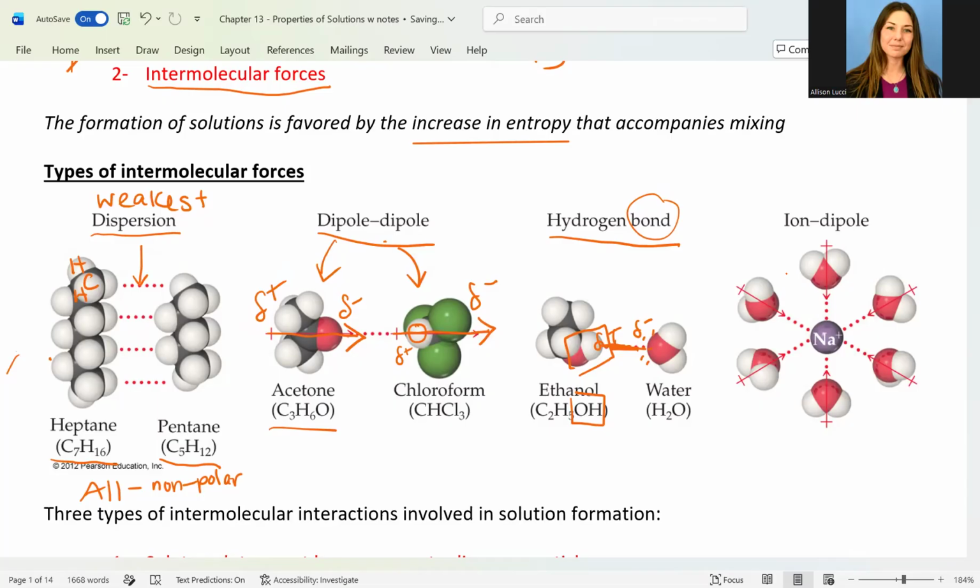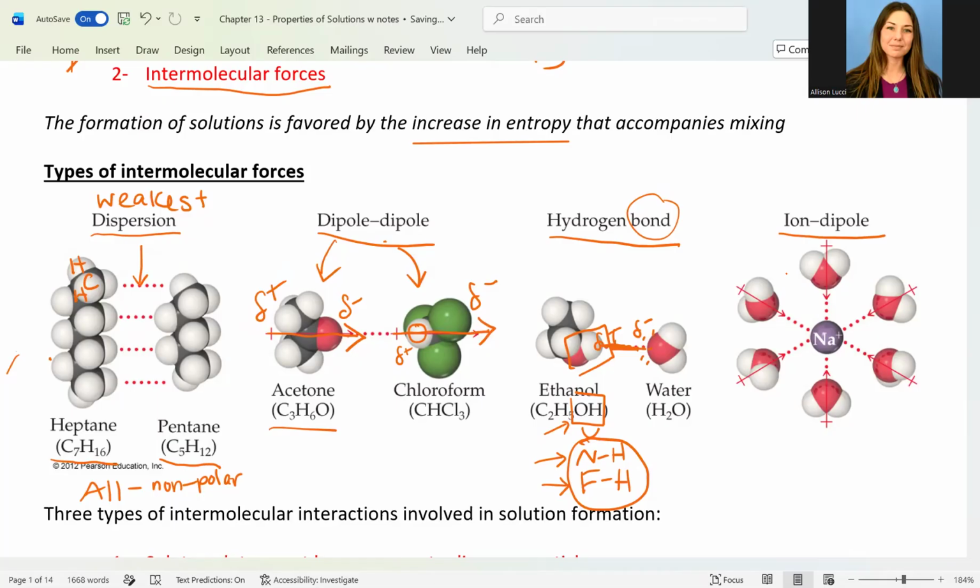But now with OH and NH, and if we had hydrofluoric acid and HF bonds, these atoms are so different in electronegativity that they have this special super strong dipole-dipole interaction that we call a hydrogen bond. So again, only these three types of bonds can exhibit hydrogen bonding. And then that brings us to our highest energy interactive force here.